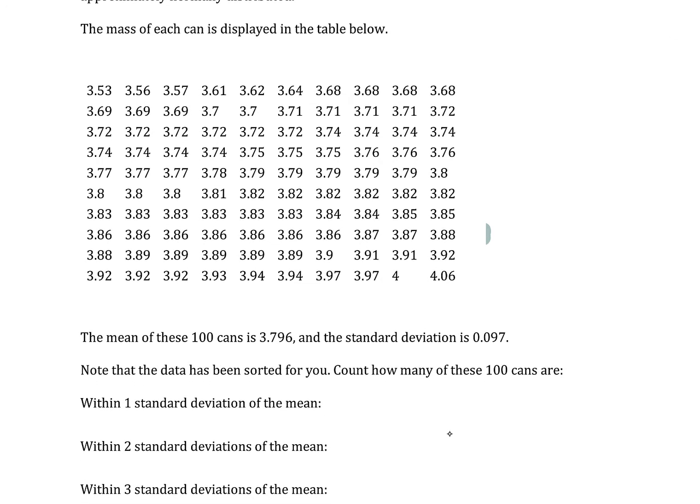The mean of these 100 cans is 3.796, and the standard deviation is 0.097. Note that the data has been sorted for you. Count how many of these 100 cans are within one standard deviation of the mean.